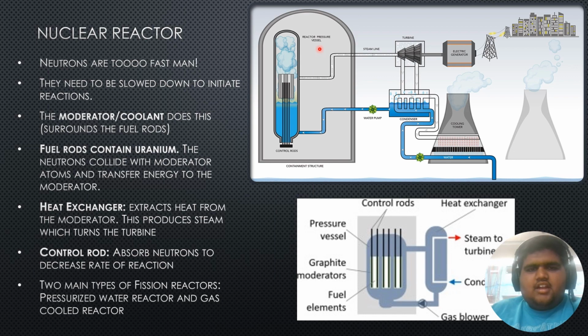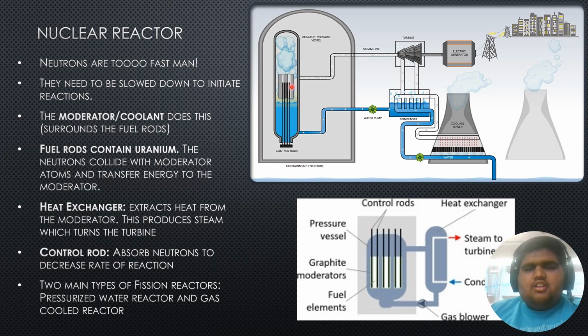Now, let's take a look at how a typical nuclear reactor works. Inside the nuclear reactor pressure vessel, you're going to have fuel rods, the gray thing over here, which contains our uranium. A moderator is a substance, most typically either graphite or water, used in nuclear reactors, that controls the speed of the neutrons so that they can initiate reactions. Neutrons are just way too fast, and sometimes they just need to be slowed down to initiate reactions.